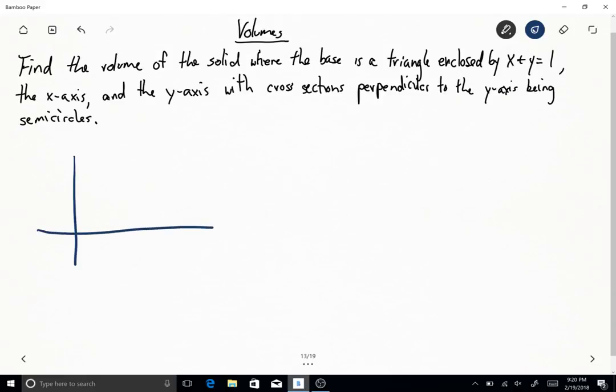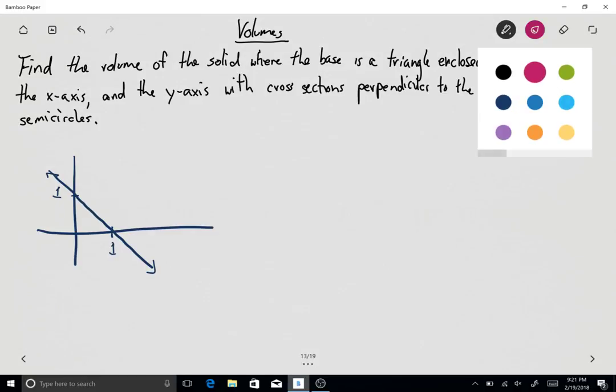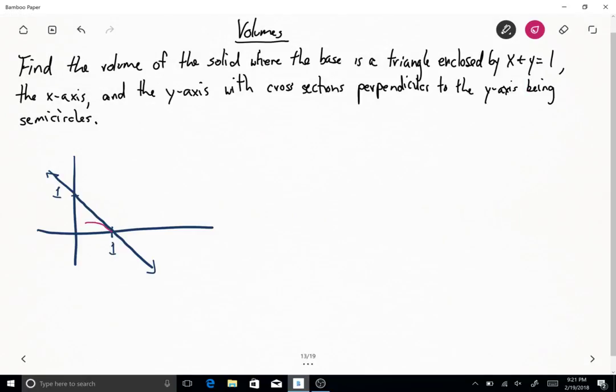So we have x plus y equals 1. So that means you're going to have this point (1, 0) here, and then this point (0, 1) here, and we have a straight line there. And now, what are we going to do? Cross sections perpendicular to the y-axis are semicircles. Holy mackerel, how the heck does that thing look? So you get a semicircle here, and a semicircle there, and this thing kind of shades in all these different semicircles. So hopefully that makes sense in terms of what's going on.